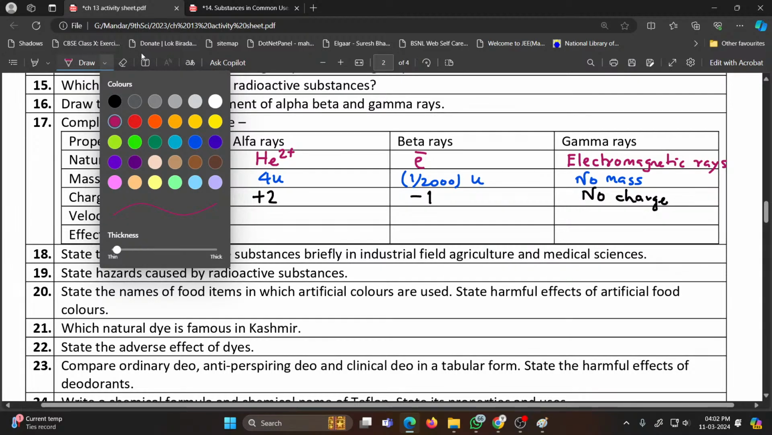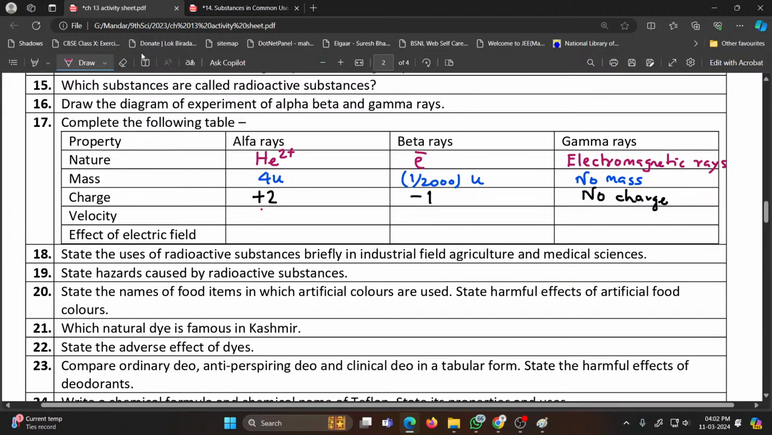Then next one is velocity. Alpha rays move at 1/20th to 1/10th velocity of light. Then the beta rays 1/3 to 9/10th velocity of light, and the gamma rays actually move with the velocity of light.